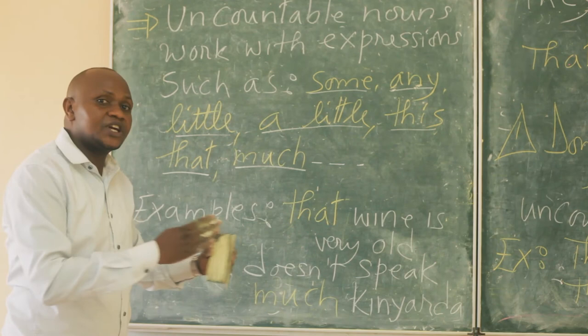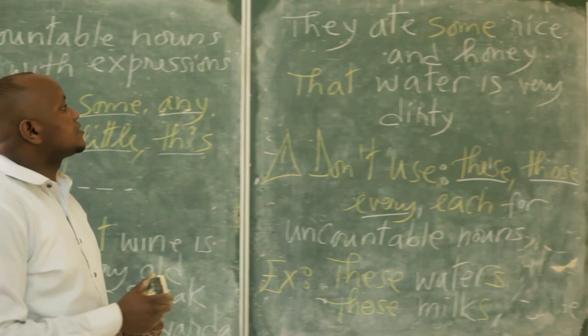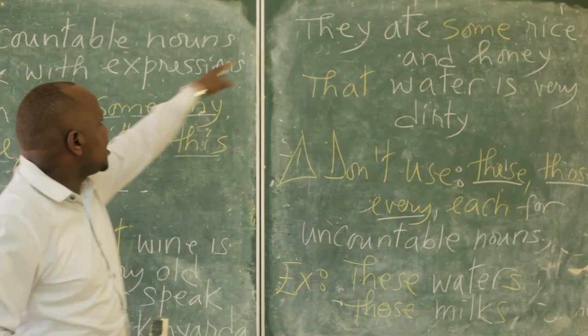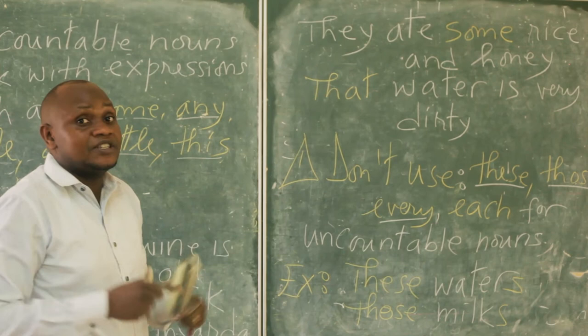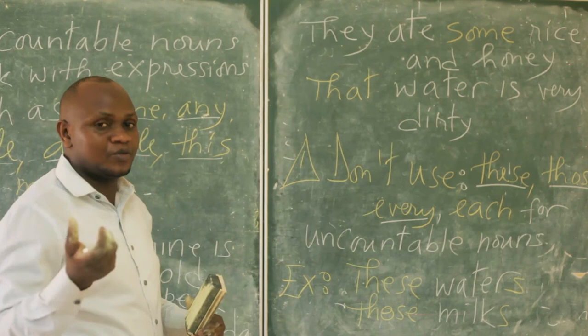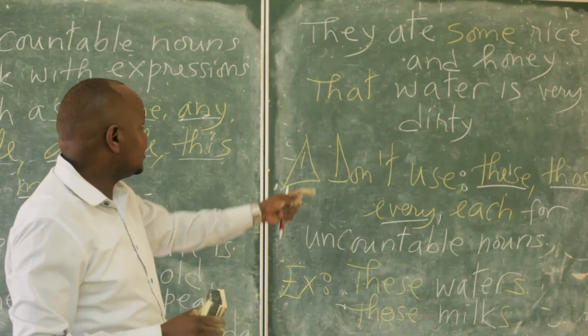For example, here, they ate some rice and honey. Yes, some, here. The some is here, okay? And we are using it there in that sentence. They ate some rice and honey. You can say they ate some rice and honey.